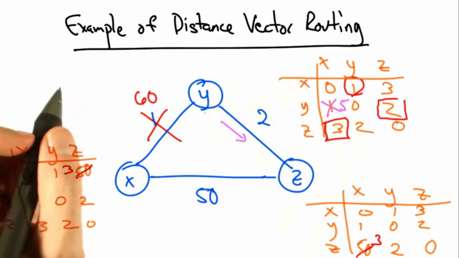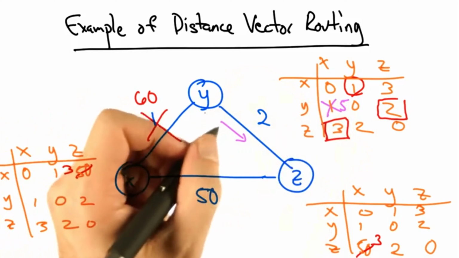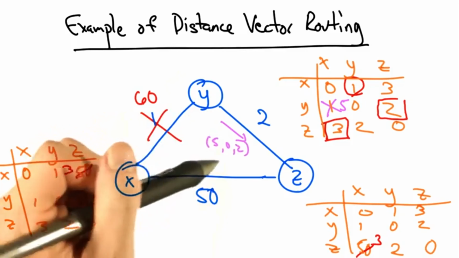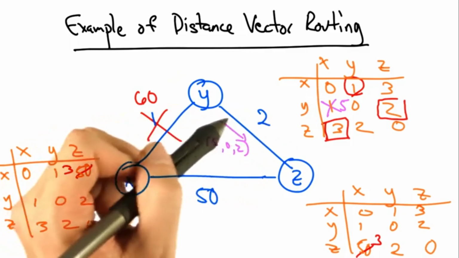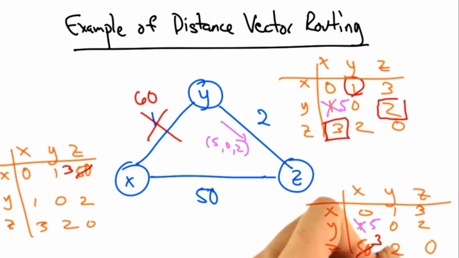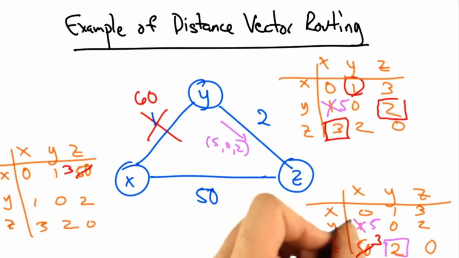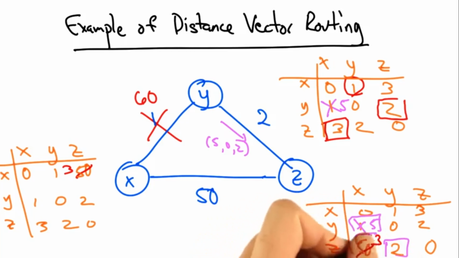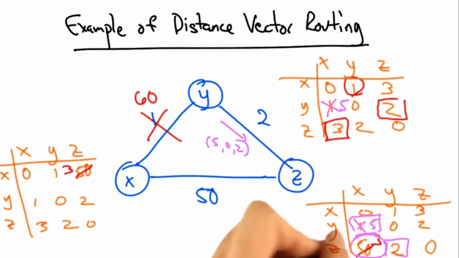Then it will tell its neighbor, z, its new distance vector. In other words, that now its distance to x is no longer 1, but 5. At this point, z needs to recompute its shortest path to x. Now it knows that it can get to y with the cost of 2, but it thinks still that y can get to x with the cost of 5. Therefore, this entry is no longer 3, but 7.